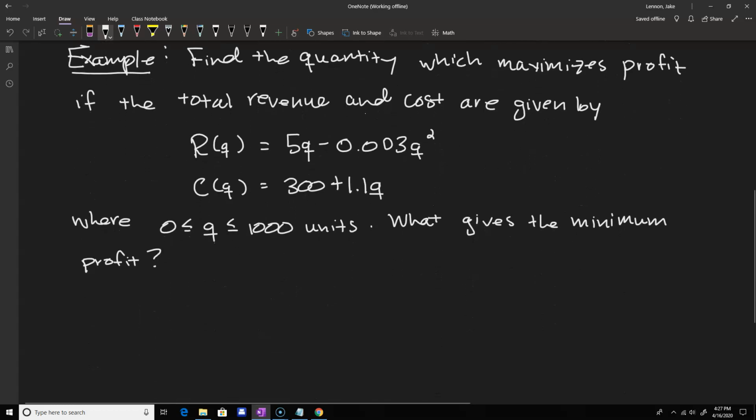Here, if we think about that, our revenue is a parabola open downward. We'd have to think about where the vertex is. The vertex would be negative b over 2a, so negative 5 divided by 2 times this negative, so it would be some positive value. The revenue is increasing, but probably more slowly because it's going to have a negative second derivative.